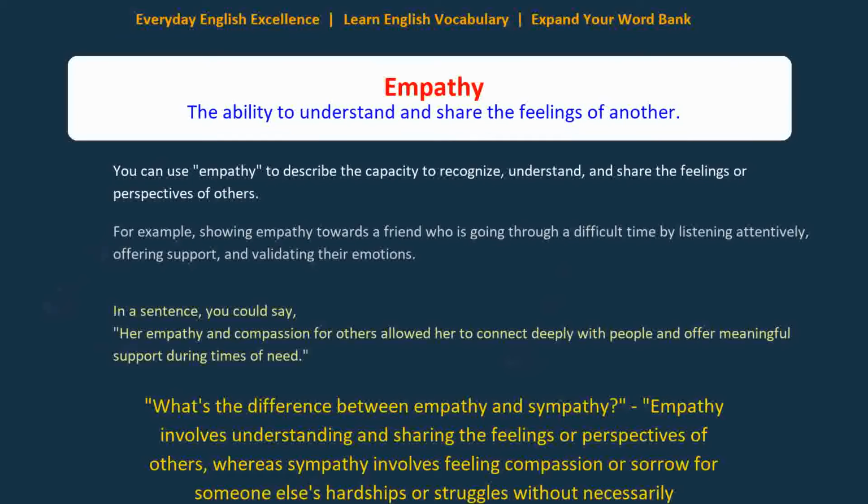What's the difference between empathy and sympathy? Empathy involves understanding and sharing the feelings or perspectives of others, whereas sympathy involves feeling compassion or sorrow for someone else's hardships or struggles without necessarily experiencing or fully understanding their emotions or perspective.